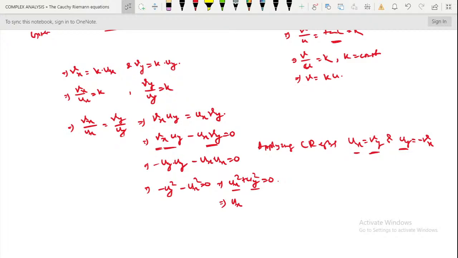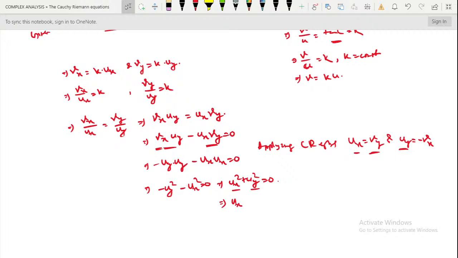If f of z and f of z whole bar are analytic in a region D, if these are analytic in a region D, then show that f of z is constant on that region.